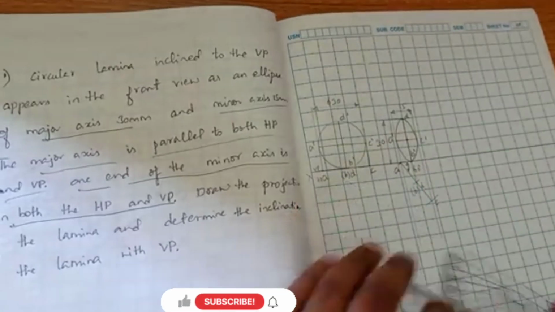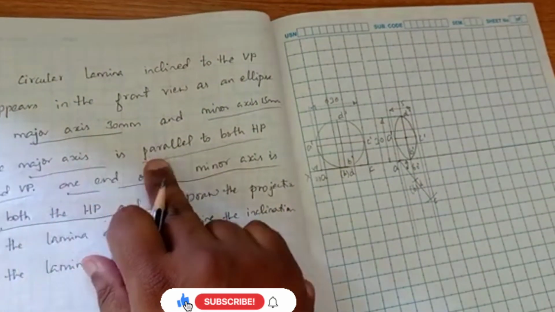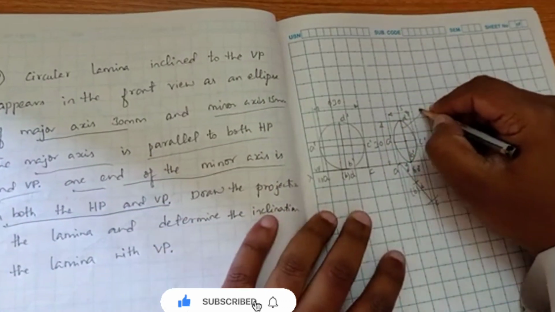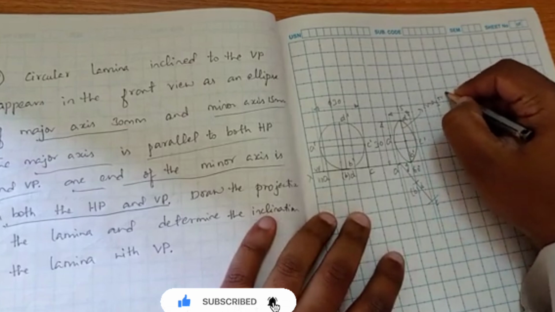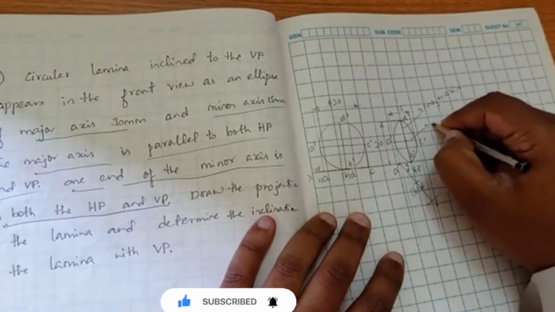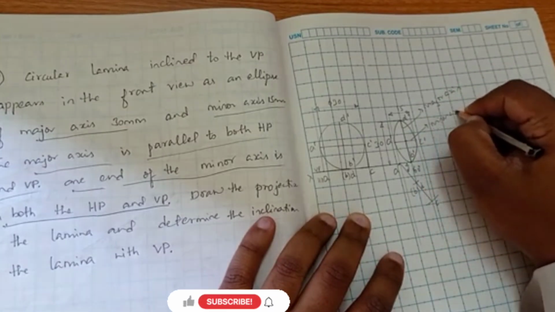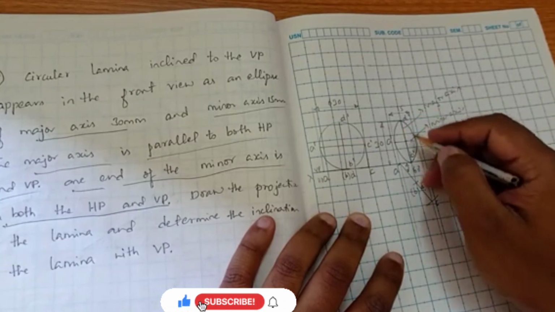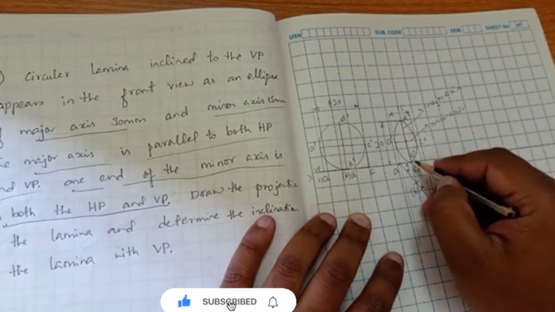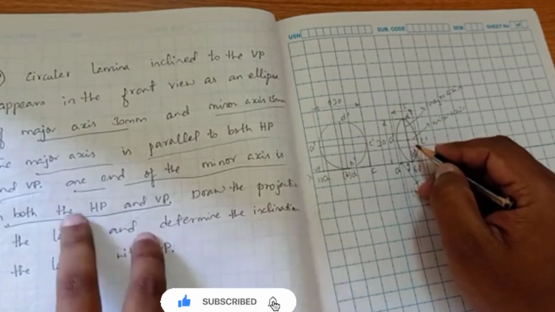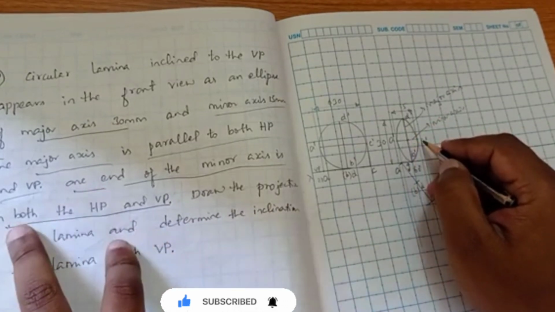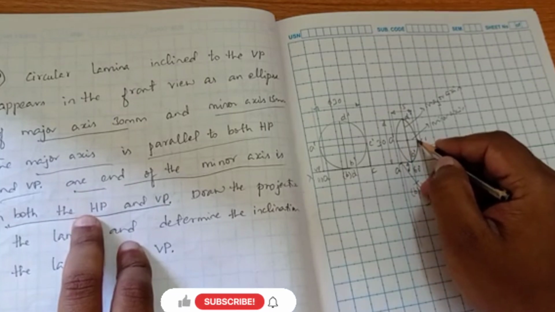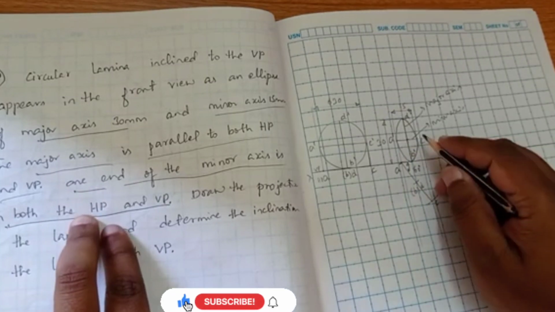Now you see the question. The major axis has to be parallel to both HP and VP. So this is the major axis and this is the minor axis. Now this major axis is parallel to VP. So we can make it parallel to HP like this. So you can see that one end of the minor axis is both in HP and VP. Now one end of the minor axis is in VP. Now we have to make it in HP, which means we have to touch this point.